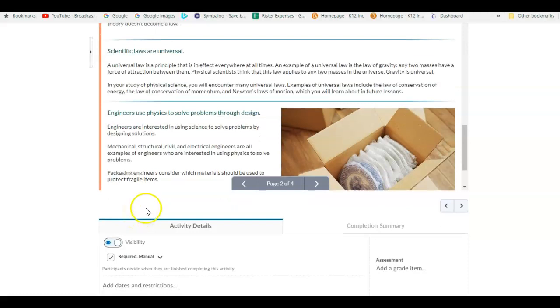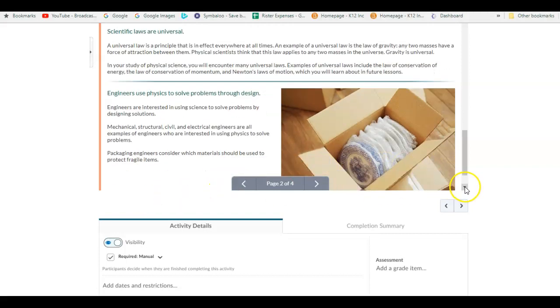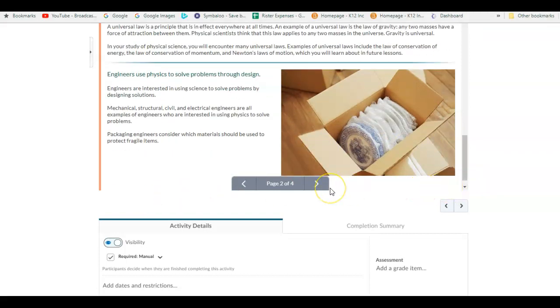Engineers use physics to solve problems through design. Engineers are interested in using science to solve problems by designing solutions. Mechanical, structural, civil, and electrical engineers are all examples of engineers who are interested in using physics to solve problems. Packaging engineers consider which materials should be used to protect fragile items.